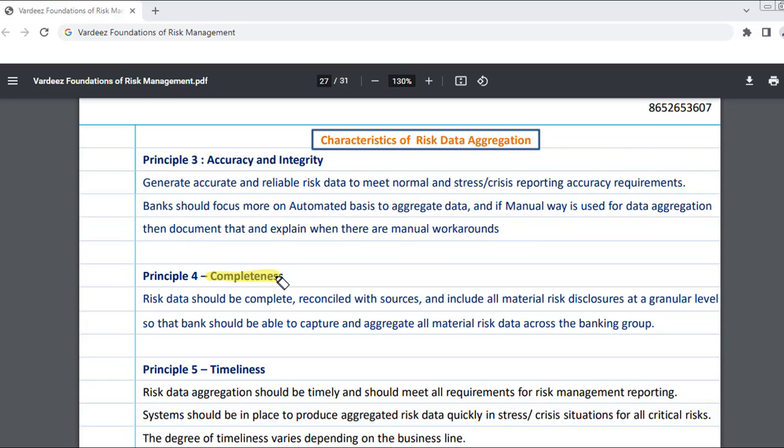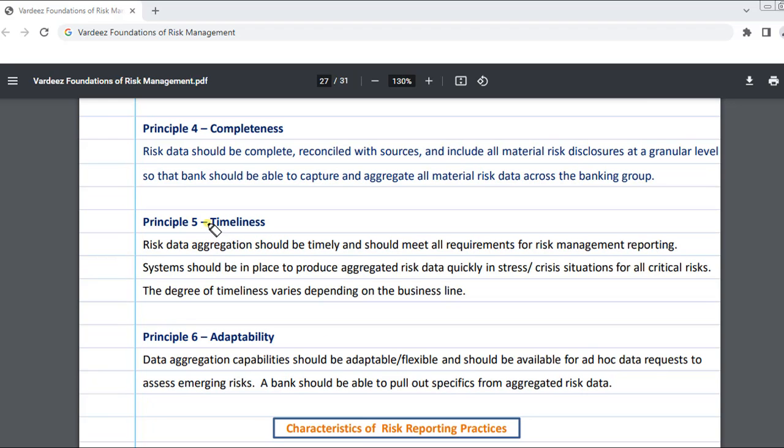Okay, principle number 4 talks about completeness, and risk data should be complete. There should be proper reconciliation of the data, and it should be complete in such a way that it includes all the material risk, even at the granular level. Granular means smaller, minute details. So even granular level details, so that the bank is able to capture and aggregate all the material risk data across the banking group.